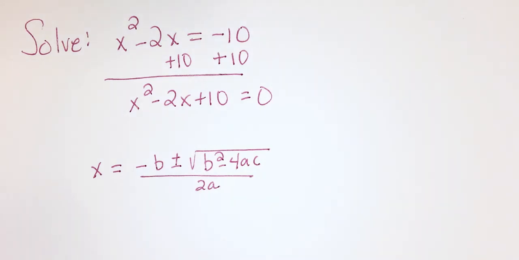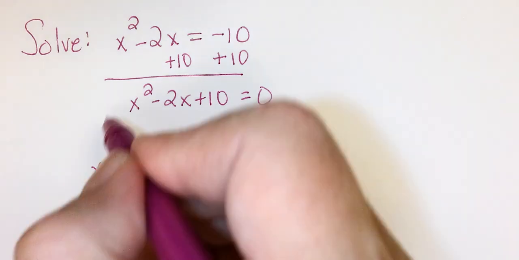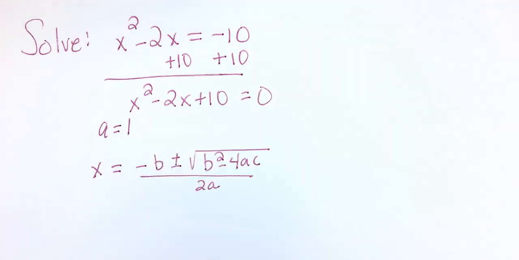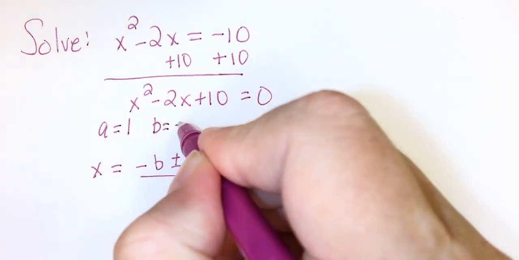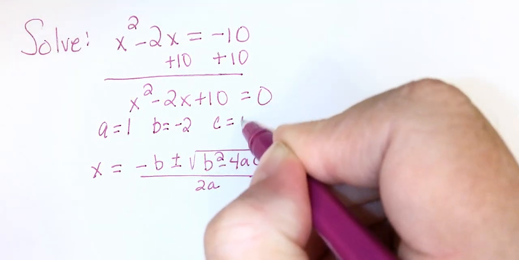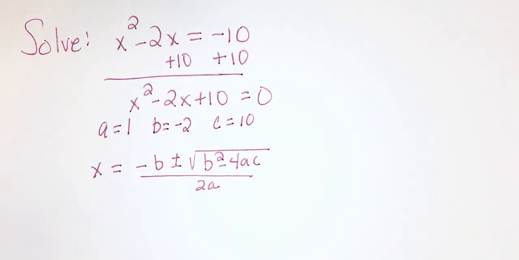Now we need to identify a, b, and c. So a is the coefficient of x squared, which in our case is 1. B is the coefficient of x, which is negative 2. And c is the constant, and in this case we have 10.